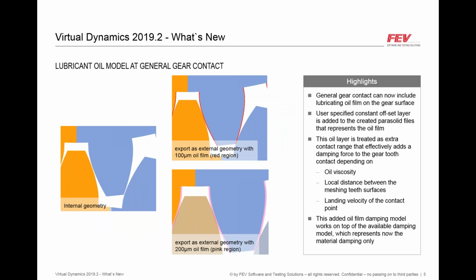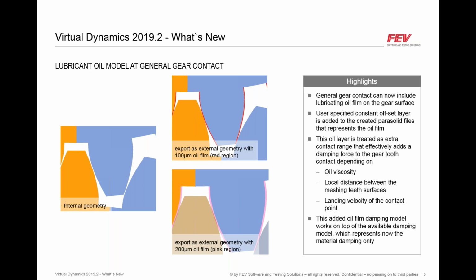The other feature is lubricant oil model. The general contact gear can now include lubricating oil film on the gear surface. On these pictures, you can see the schematic view of different thickness oils, starting at the top 100 micrometers in the red region, and also at the bottom you can see 200 micrometer oil film as a pink region.